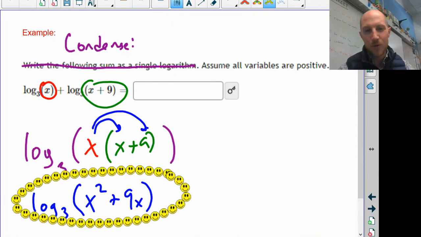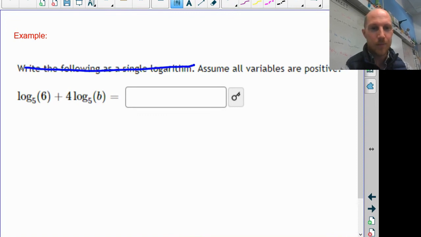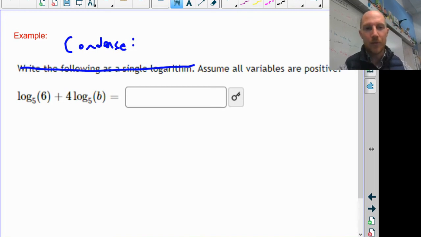Right, and like I said, sometimes you get away with it either way. It just kind of depends on what teacher wrote the problem in WAMAP and how the answer is keyed in there. So also pay attention to directions. All right, last one. Write the following as a single logarithm. Well, okay, that means condense, right? Whether it says those words or not, that's what we're after. So log base 5 of 6 plus 4 times log base 5 of b.